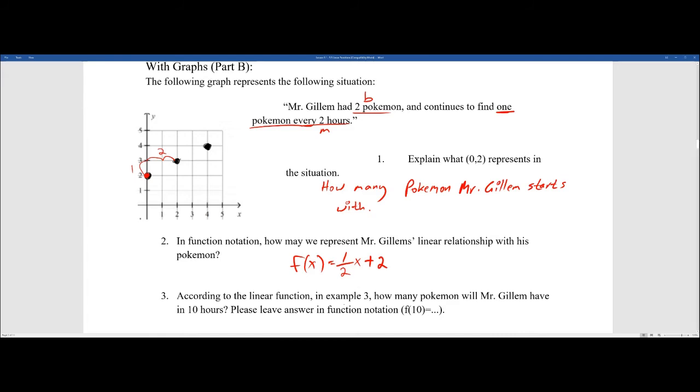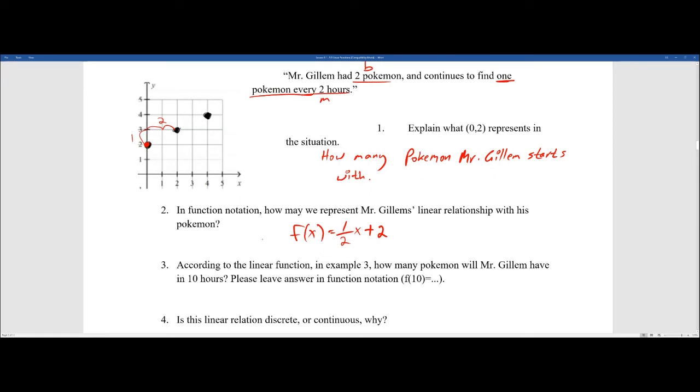All right, according to the linear function in example 2, how many Pokemon will Mr. Gillum have in 10 hours? We're just going to plug it in. So instead of f of x, it's f of 10. So the function for when the input value is 10 equals 1 half, and again, it's not x anymore, it's 10, plus 2. So what's 1 half times 10? That should give you 5, right?